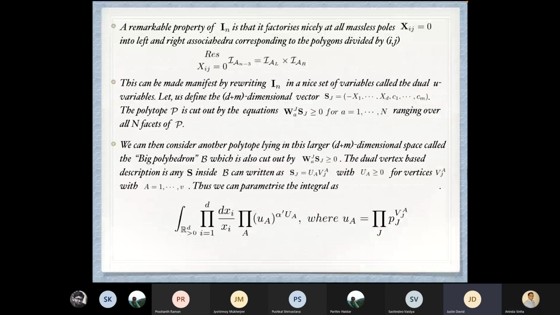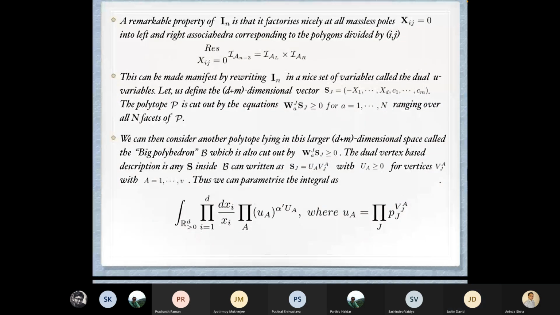So yeah, let me tell you the big picture then. This has a nice property that it factorizes into two integrals of the same kind, right? To make this manifest, you go to some nice set of variables which are called U variables. Okay, let's just skip over the details.